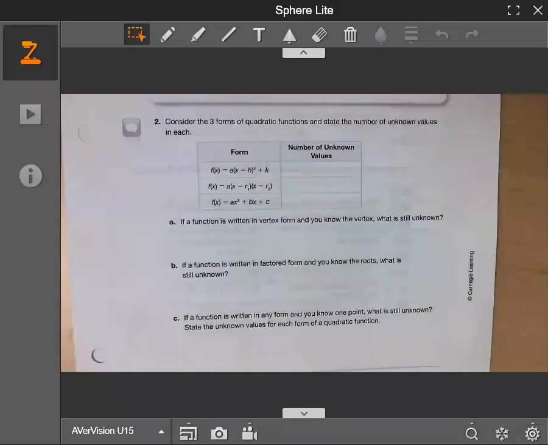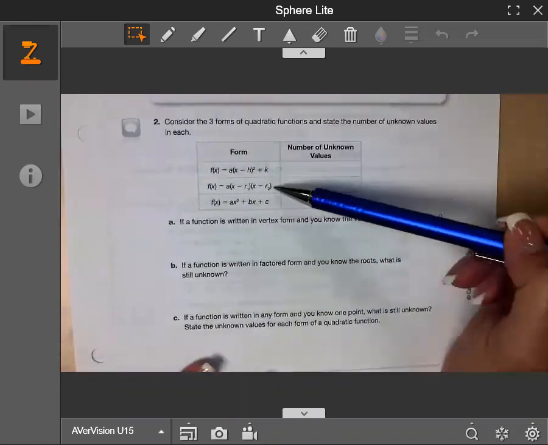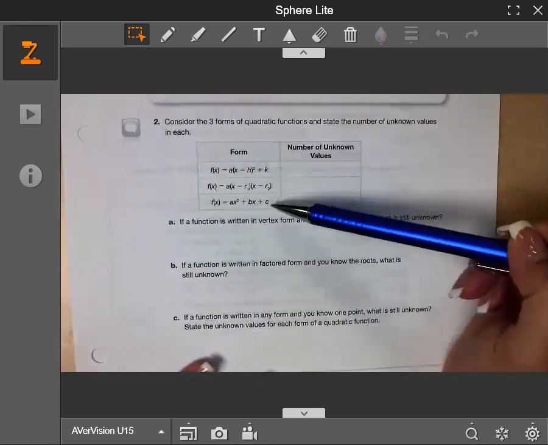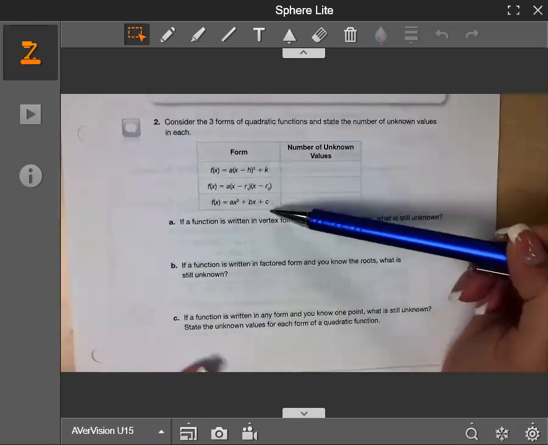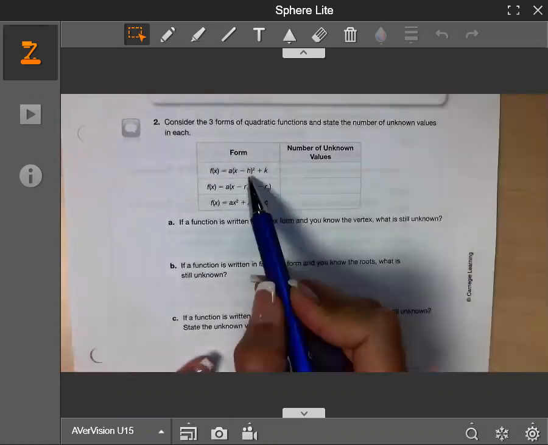All right, we had discussed the three forms of an equation. So today we're going to talk about converting from one form to the other. So we've got the vertex form of a quadratic, the factored form of a quadratic, and the standard form of a quadratic. We did talk about what each one of those gives us in terms of graph attributes.